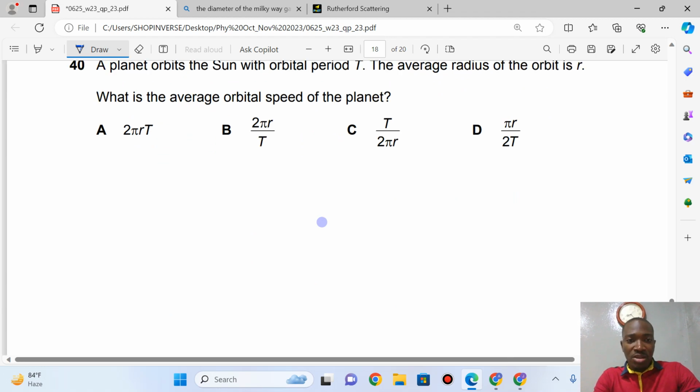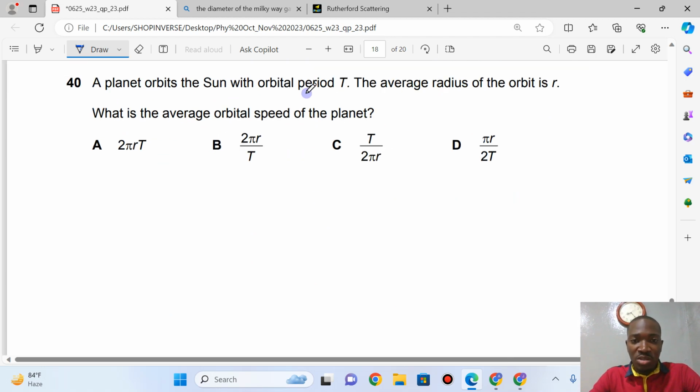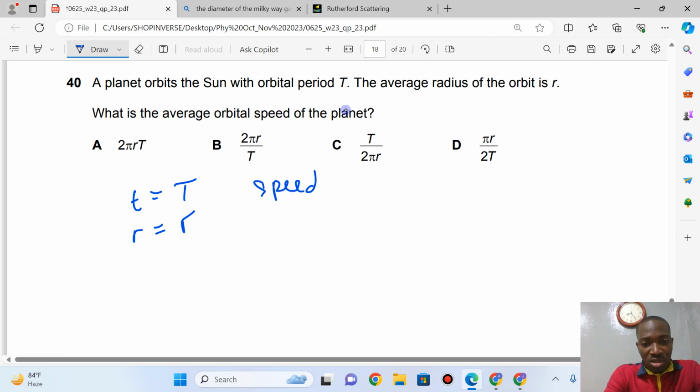A planet orbits the sun with orbital period T. Period is the time taken for one oscillation, so the time taken for one oscillation is taken as T. The average radius of orbit is R. What is the average orbital speed? What's the formula for speed? Speed is equal to distance divided by time.